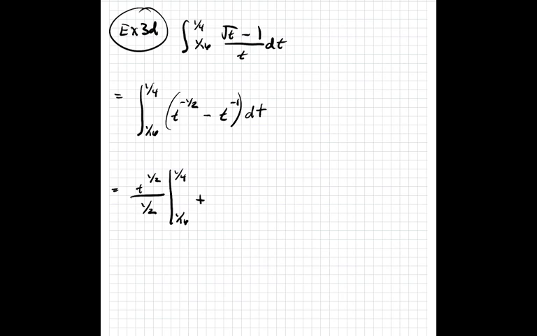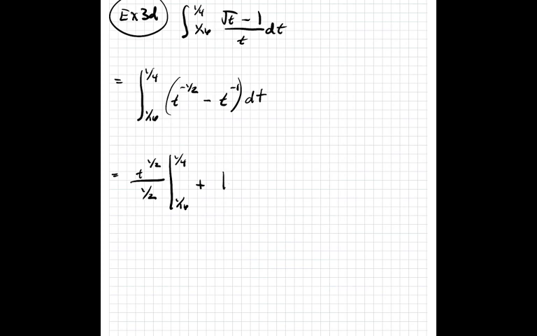Now t to the 0. If we tried to add 1, we would have t to the 0 over 0, which we can't do. But 1 over t, t to the minus 1, is the derivative of natural log, which we mentioned before. So that antiderivative is going to be the natural log of t, evaluated from 1/16 to 1/4. I think that's proper.